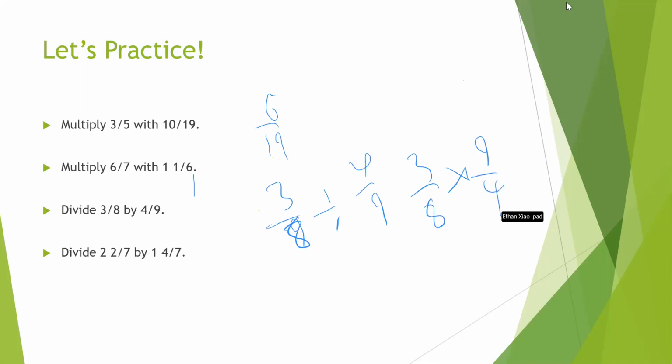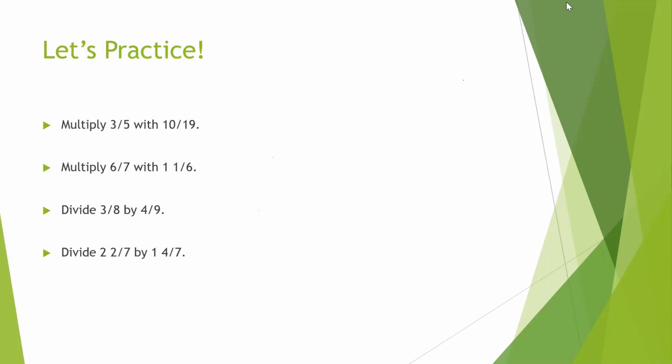We can't cross multiply anything because all of them just share 1 as their factor. So we just do 3 times 9 over 8 times 4. That gets us 27 over 32, which is the answer to the third one.